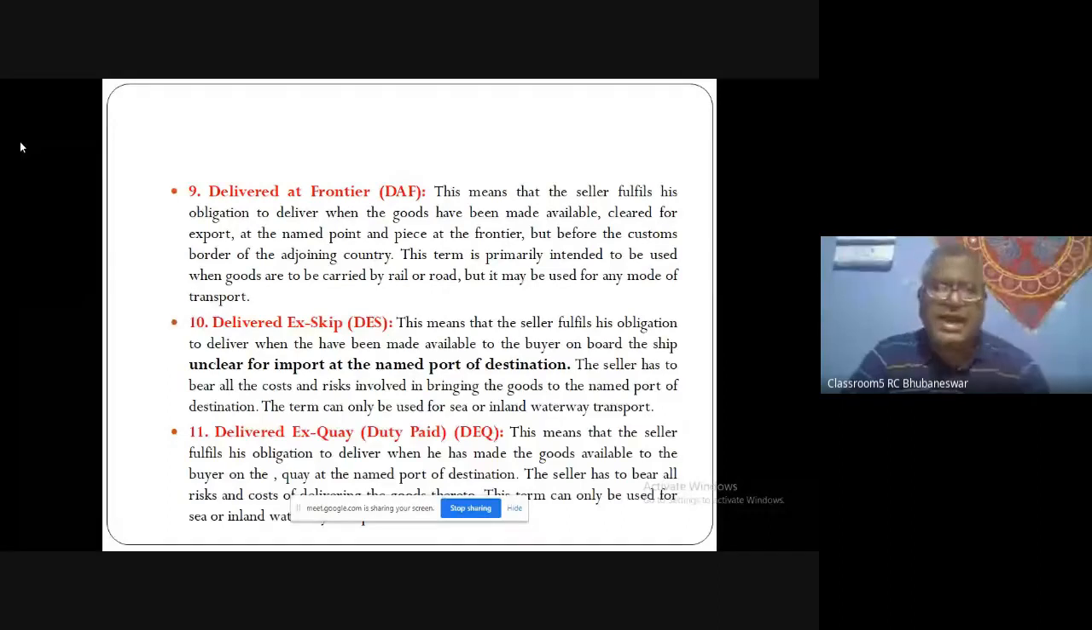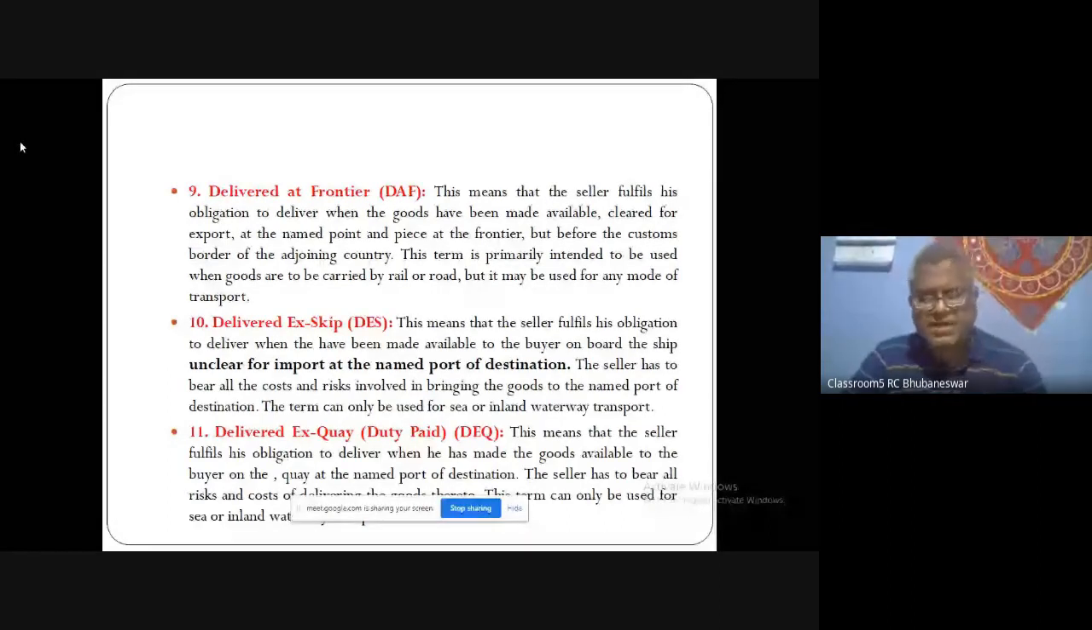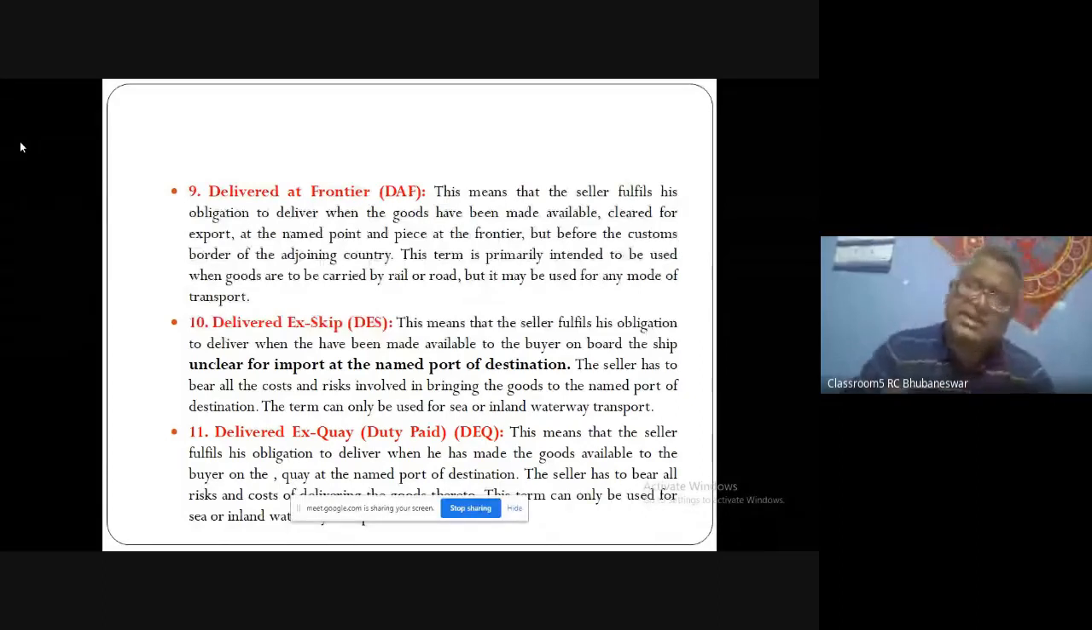Another one is delivered ex quay, duty paid. Similarly, the seller fulfills his obligation to deliver the goods to the buyer at the named port of destination. It means at the point of port destination, if carriage arises, if freight arises, if any loss arises at the destination point, or any problem arises at the ship side, where goods are to be delivered, then some of the expenses and duties are paid by the seller, and the goods can be delivered at the destination point of the buyer.